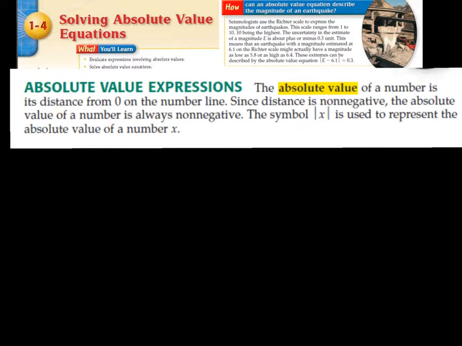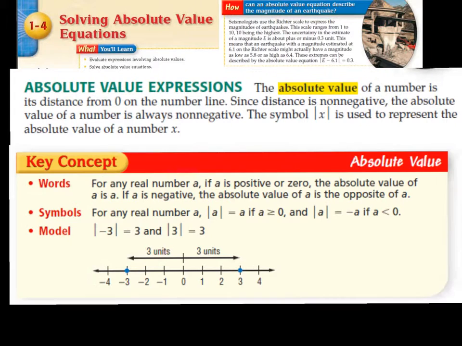The absolute value of a number is its distance from 0 on the number line. Since the distance is non-negative, the absolute value of a number is also always non-negative. The symbol absolute value of x is used to represent the absolute value of a number x. For any real number a, if a is positive or 0, the absolute value of a is a. If a is negative, the absolute value of a is the opposite of a.